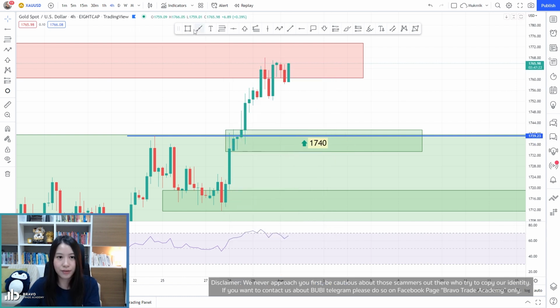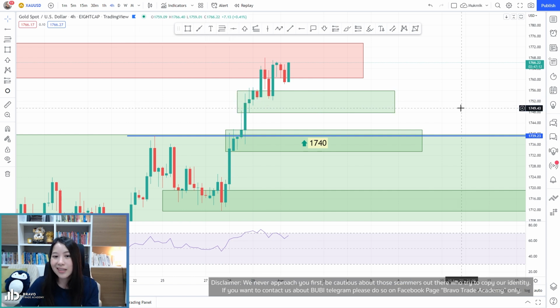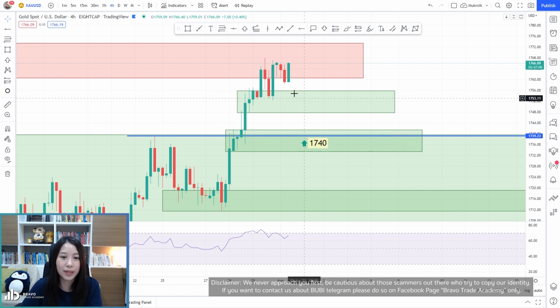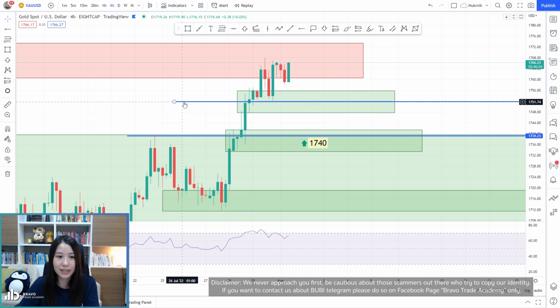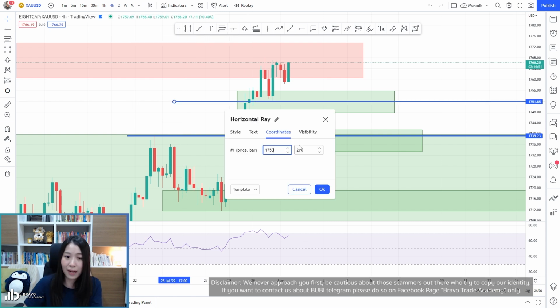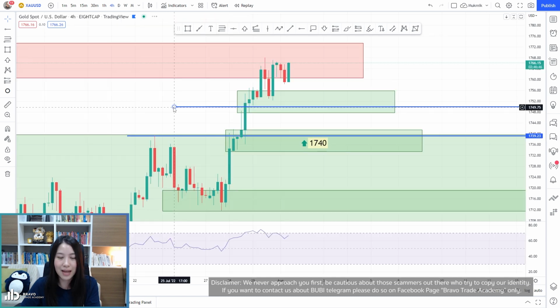However, if you notice, we do have this demand zone as well. All right, and this demand is a little bit weaker than the one below because it has been tested. It's not fresh anymore. However, we have a significant level at around 1750. That 1750 is quite a significant support for our gold at the moment.